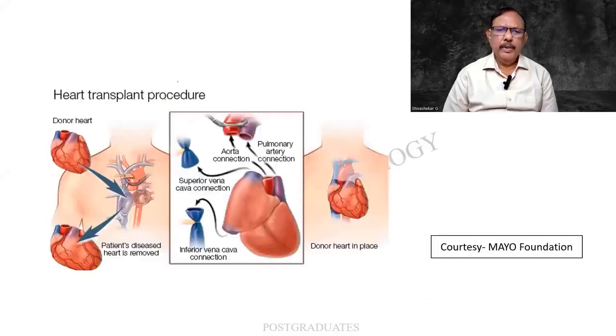The heart transplant procedure, a wonderful picture, thanks to Mayo Foundation. I hope they forgive me for this diagram. So there is a donor heart, and you find that finally the patient's heart is being removed. So it is being placed in position. You find, as I told you, that the great vessels are still in position, and after the replacement surgery, the patient's diseased heart is removed, and finally the donor heart is in place.